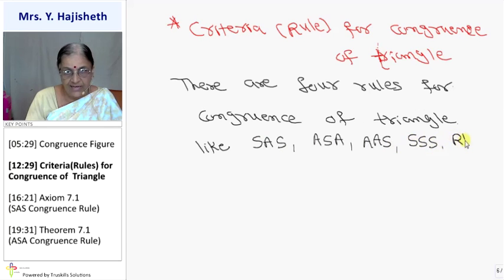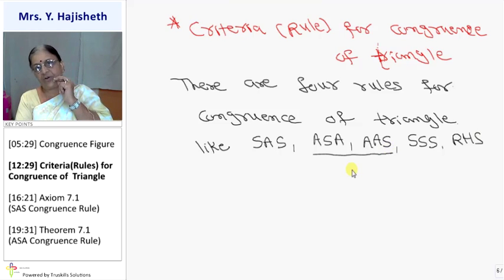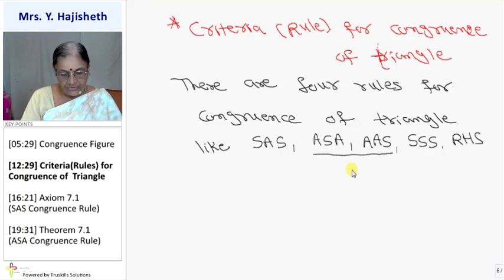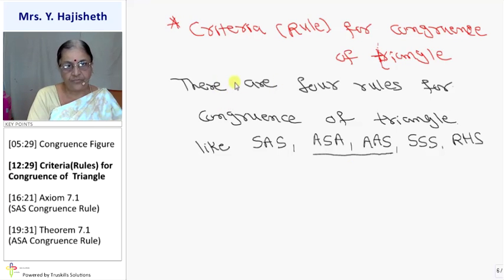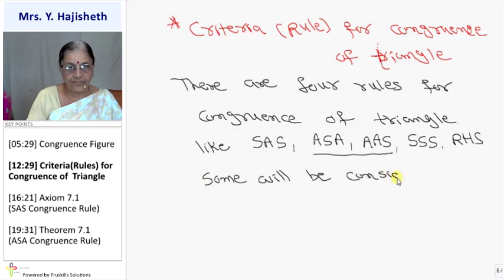SSS and RHS these two are one and the same. Okay? If two angles are equal, third is automatically equal. So, any corresponding side, we call it as an included side. Okay? So, these are the 4 rules. Some we consider as axiom and some we consider as theorem. Axiom matlab statements which are accepted without proof.